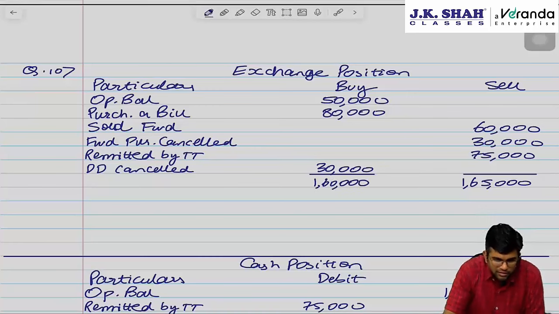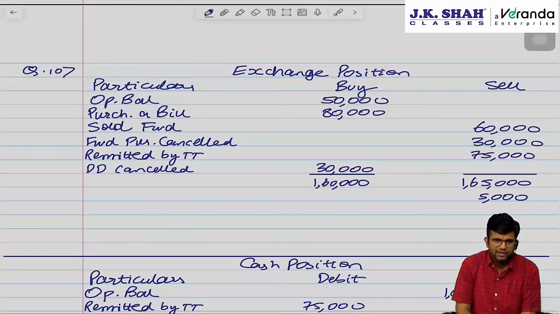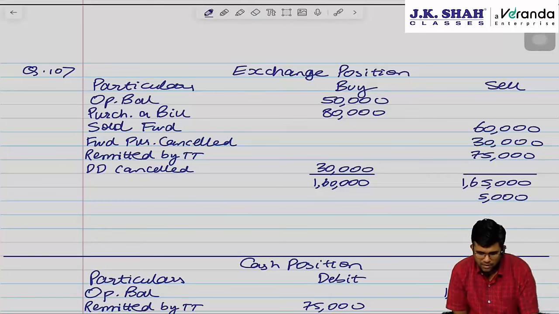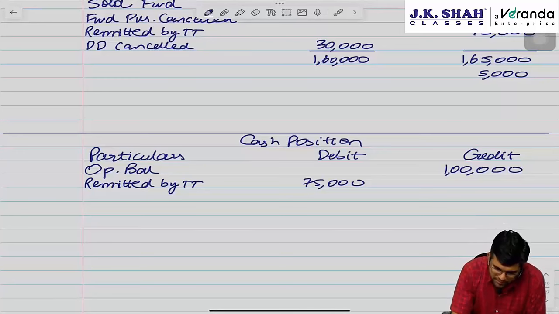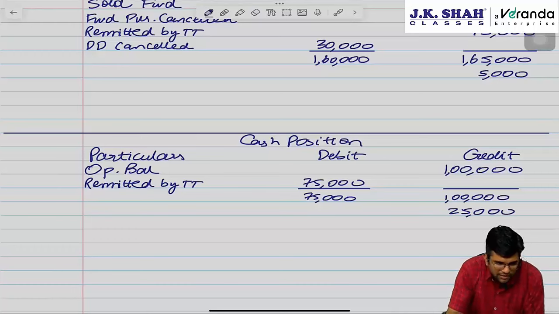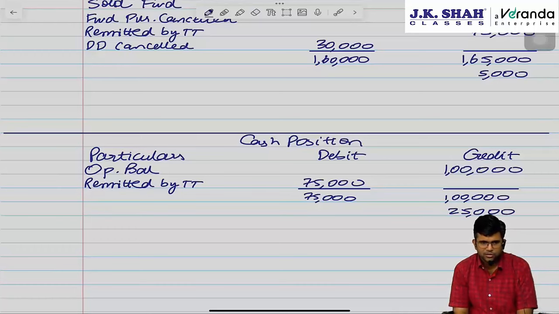1,60,000 is here. Students, do you realize as of now there is a net balance of 5,000 in the sell? Everyone clear? My sell is more than the buy by a total of 5,000. Now coming to cash position. In cash position, total of debit is 75,000. Total of credit is 1 lakh, which means there is a net credit position of 25,000 in the bank account. Is the story clear?